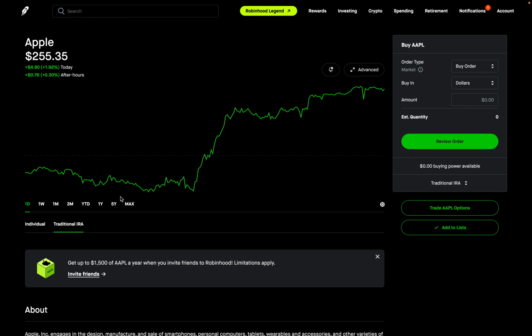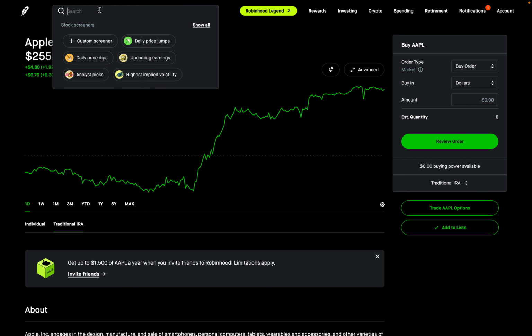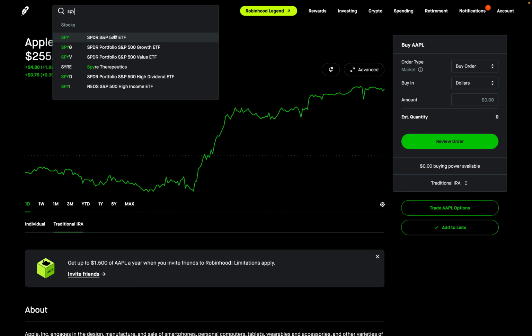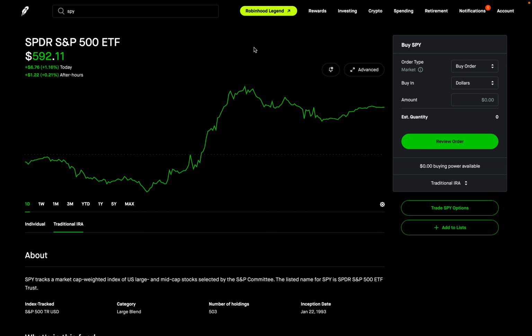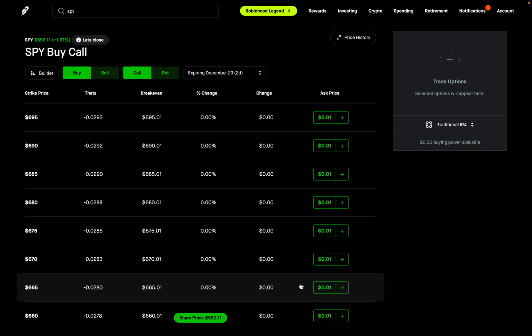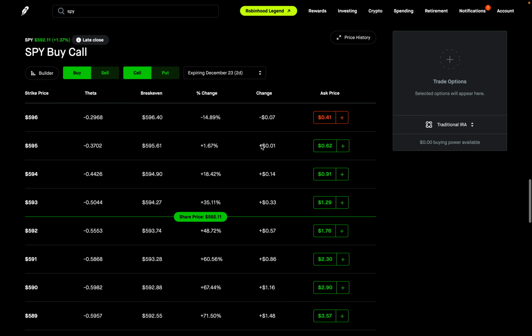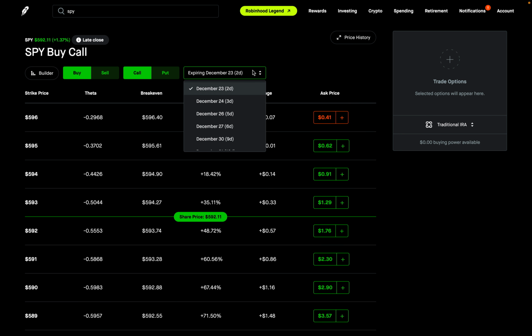And so on Robinhood desktop, there are two very popular ticker symbols with options that expire every single day. So that's going to be QQQ and SPY. So let's go to SPY, for example, and let's go into the options here for SPY. If we take a look at the expiration dates here, we can see that SPY has options that expire every single day.